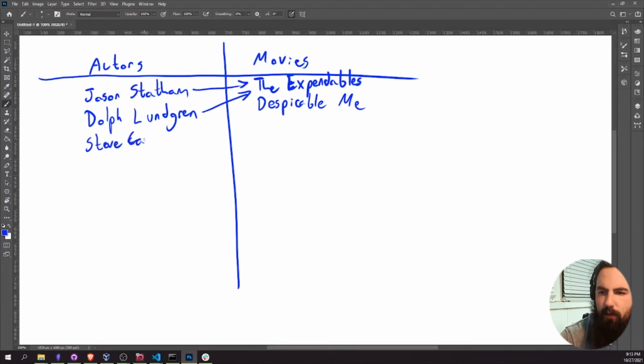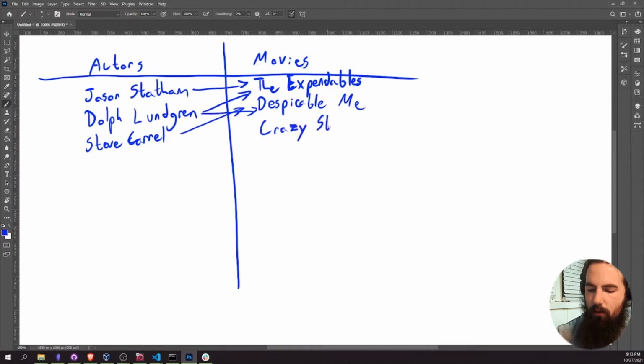How do I spell it? Steve Carell? Yeah, something like that. He was also in Despicable Me. So they've got a connection. Steve Carell was also in Crazy Stupid Love. And guess who else was also in that? Kevin Bacon.